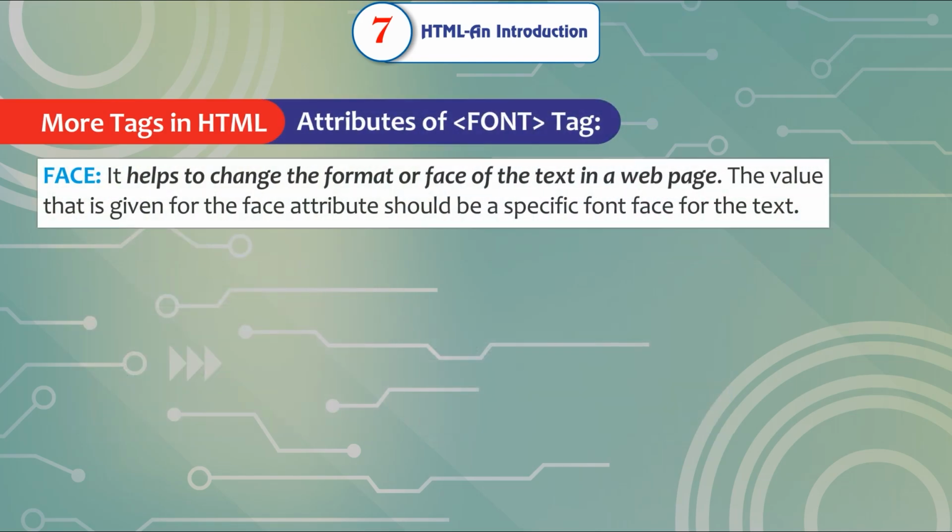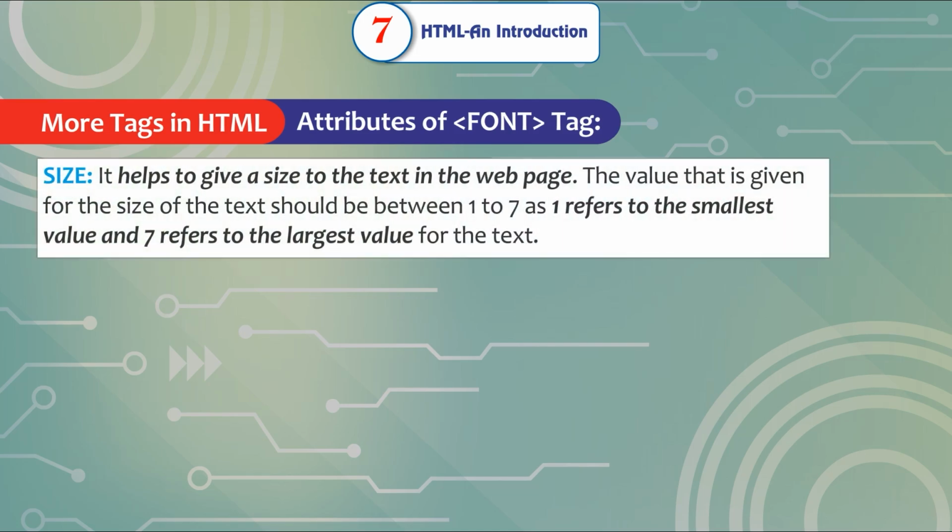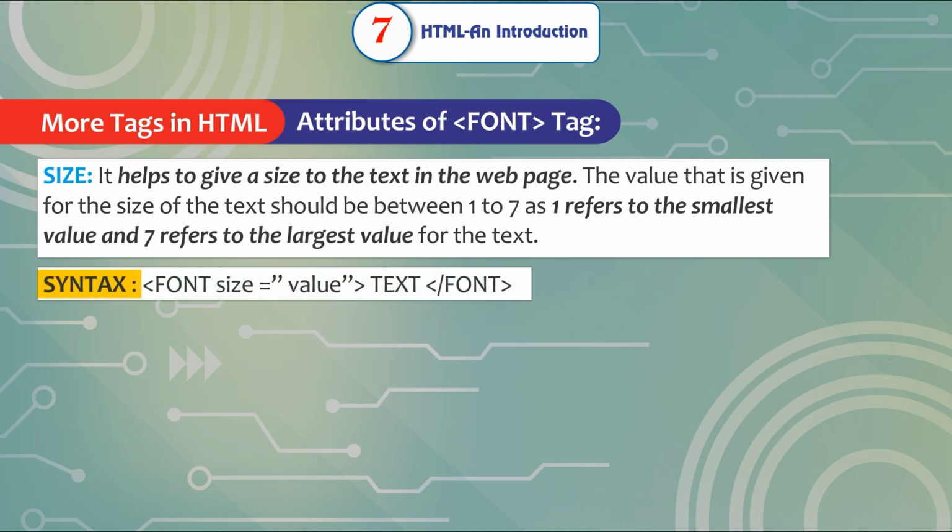Attributes of font tag. Face. It helps to change the format or face of the text in a web page. The value that is given for the face attribute should be a specific font face for the text. Syntax: font face = Verdana, text /font tag. Size. It helps to give a size to the text in the web page. The value that is given for the size of the text should be between 1 to 7, as 1 refers to the smallest value and 7 refers to the largest value for the text. Syntax: font size = value.